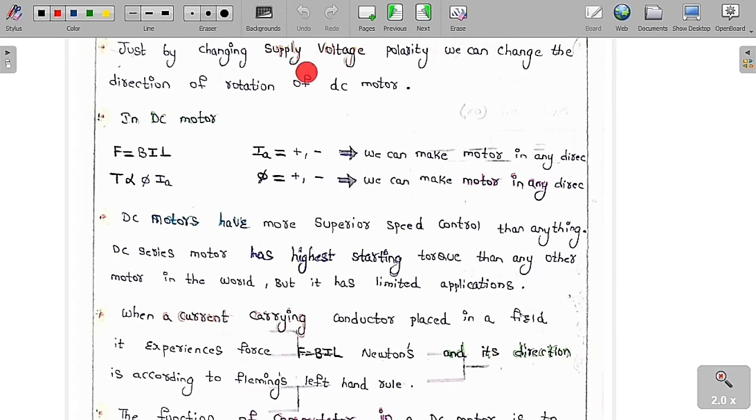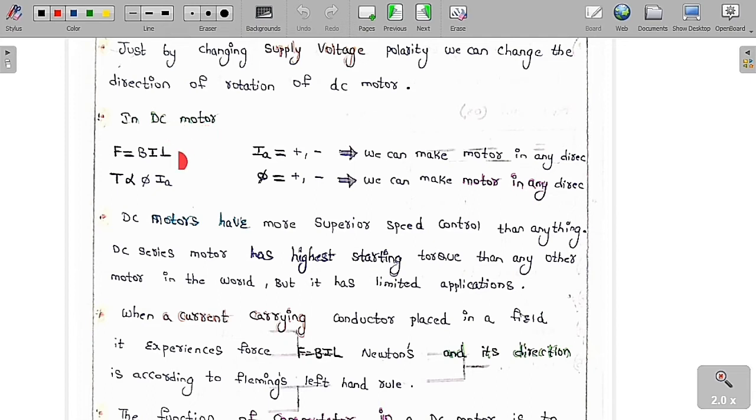Just by changing the supply voltage polarity, we can change the direction of rotation of a DC motor. I have already told you these things. If you change the polarity of the supply voltage, we are definitely going to change the direction of the current, so we can change the direction of rotation of the DC motor.